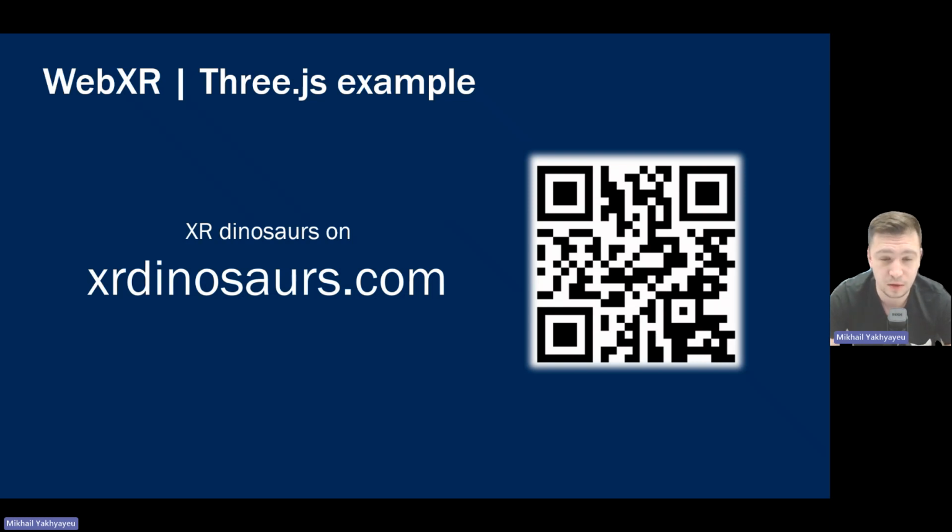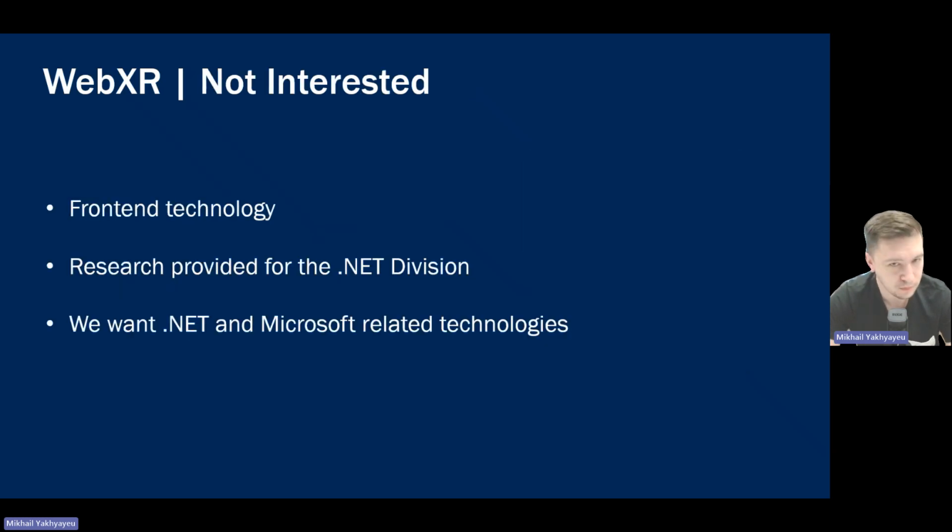So there's another example of WebXR with Three.js. You can visit xrdinosaurs.com, and if you have an Android device that supports the XR features, then you can place some dinosaurs somewhere in the space in your room, and you can see a dinosaur with augmented reality on your phone, so you can look at it from different angles.